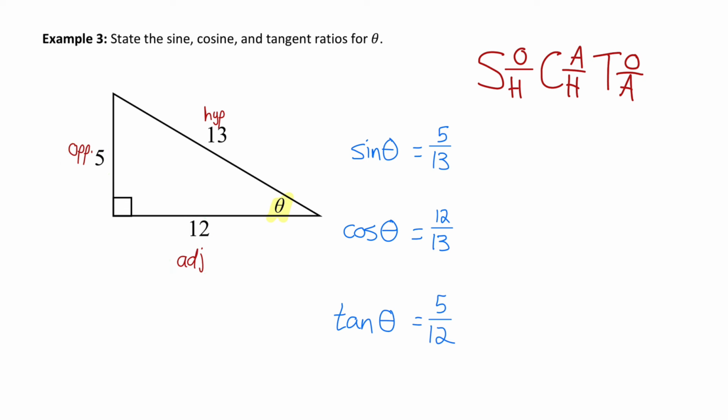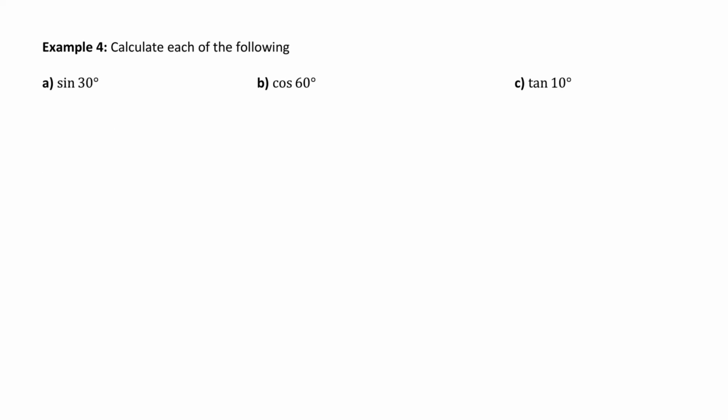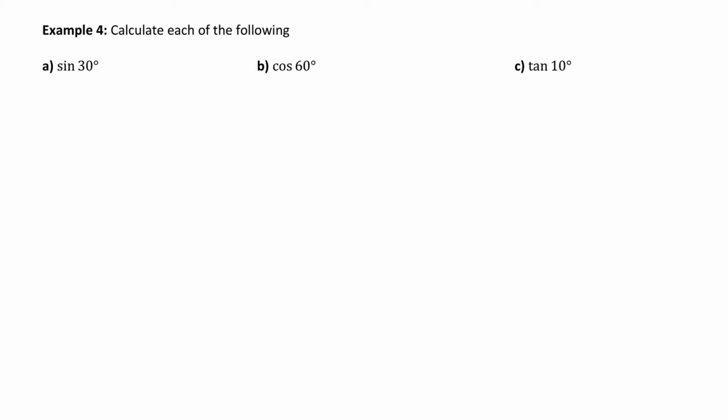And now we'll learn later in this unit how we can then use those ratios to solve for angle theta. We'll actually be able to figure out what angle theta is. But for now, I just want you to practice being able to write the ratios from a given reference angle in a right triangle. And then the last example is really just to make sure you can find these functions on your calculator. Example 4 says calculate each of the following. In part A, we just want the sine ratio of a 30-degree reference angle.